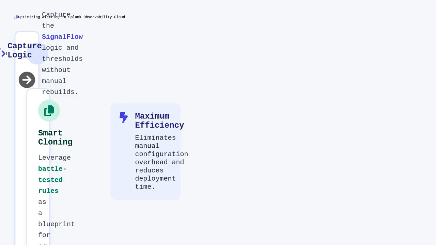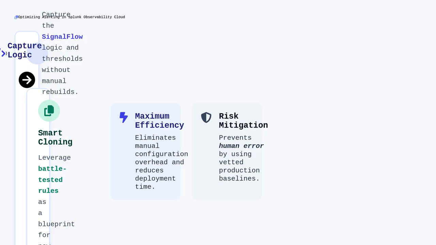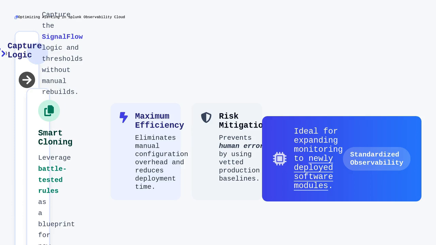The fundamental goal here is to maintain consistency across your observability suite while minimizing the human error that often creeps into manual configuration. By taking a successful production alert as your baseline, you ensure that the core logic, which has already been vetted for accuracy and performance, is preserved in your new iteration. This practice is particularly valuable when you are expanding monitoring to newly deployed software modules that share similar telemetry characteristics with your existing architecture.